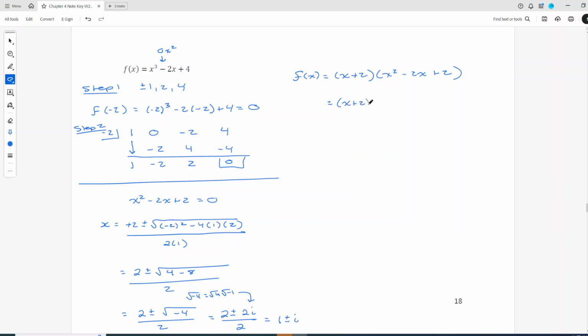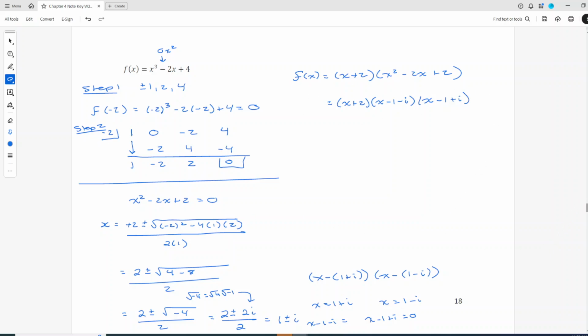So we'd have x plus 2, and then x minus 1 minus i, and x minus 1 plus i. Again, if you're lost on that, you have two choices. You've got x minus 1 plus i and x minus 1 minus i, or you can think of x equals, and then bring everything over and make it the opposite sign. So if x equals 1 plus i, you'd end up with x minus 1 minus i. If x equals 1 minus i, you end up with x minus 1 plus i. So either multiplying the negative through or bringing everything to the other side changes all of their signs.